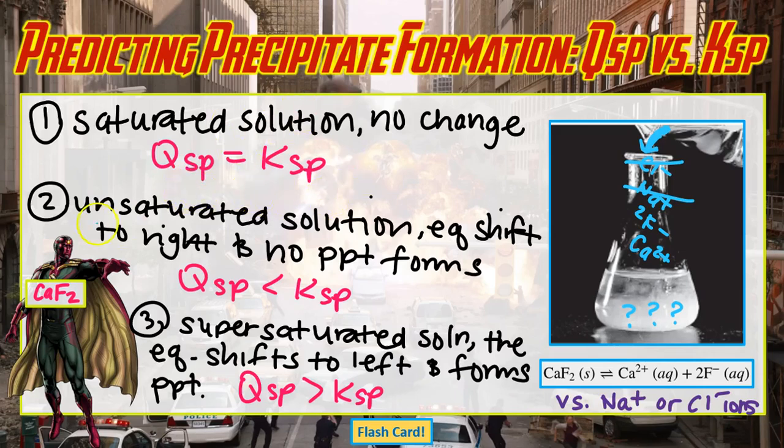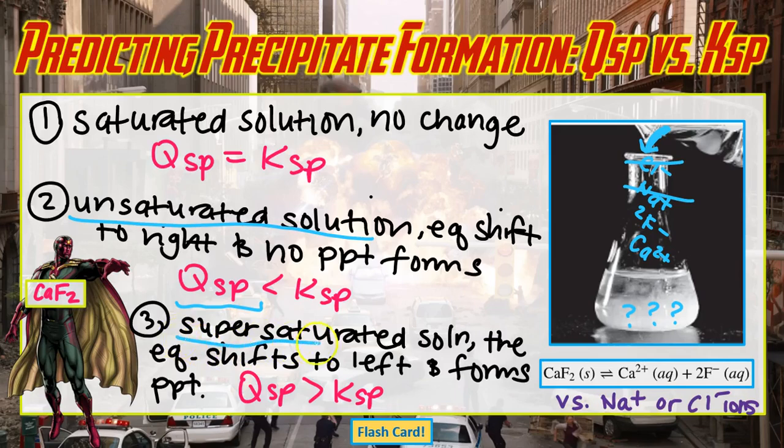But when you have an unsaturated solution, your equilibrium is going to shift to the right. And if it shifts to the right, that means it's shifting towards where all the ions are being formed. So for example, if I'm shifting towards this direction, I'm only producing Ca2 plus ions and 2F minus ions, and therefore no precipitate is going to form. And so your Qsp value should be lower than your Ksp value after you do your calculation.